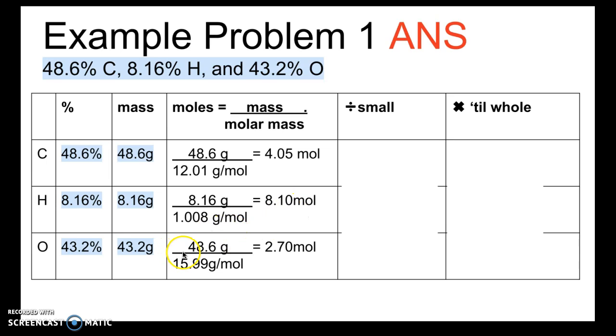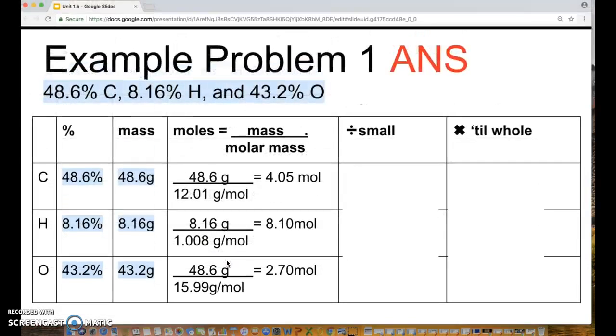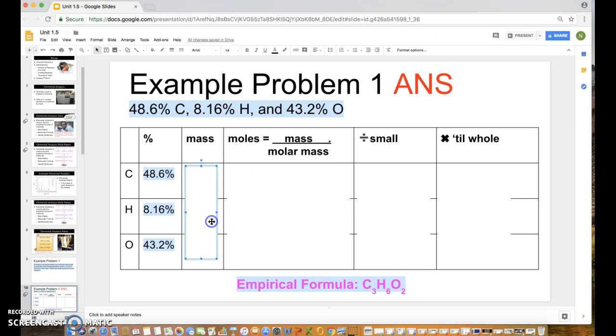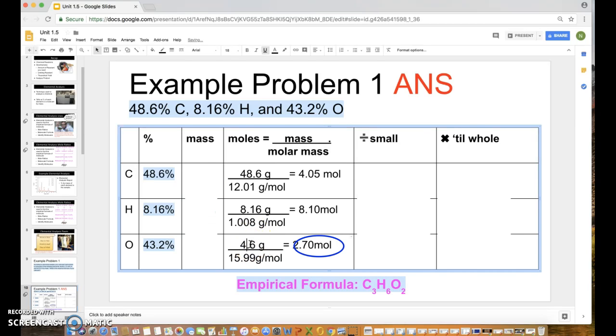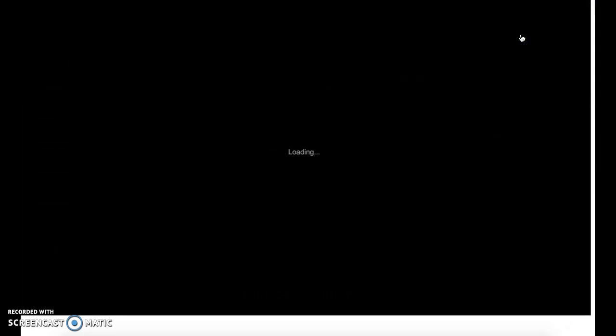And then finally do the same thing for oxygen. There's a typo here. This should say 43.2 grams, and we divide it by its atomic weight, which is 15.99. I'm going to go ahead and correct that right now, just to make sure that we are clear about what we're doing. Okay, sorry about that, guys.